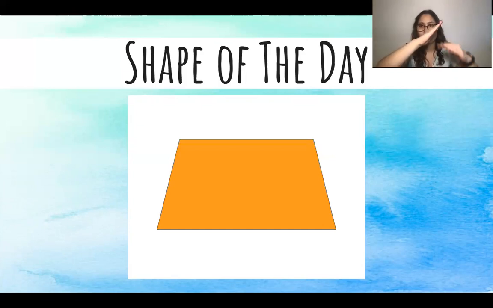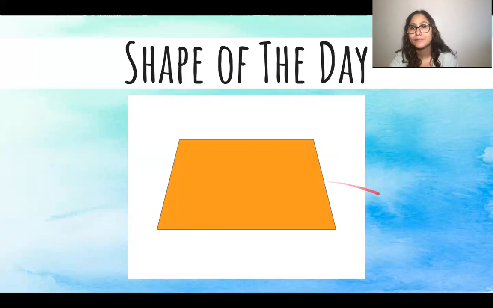Short, short, medium, long. The 2 short sides are the diagonal lines. The top line looks medium and the bottom line looks long.